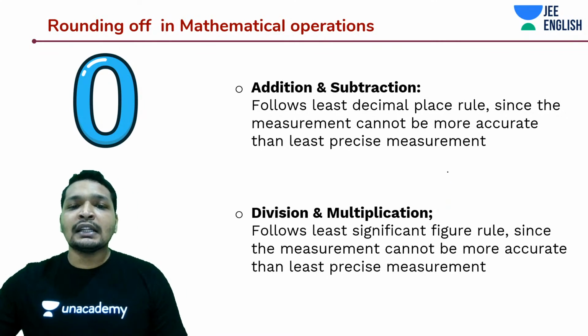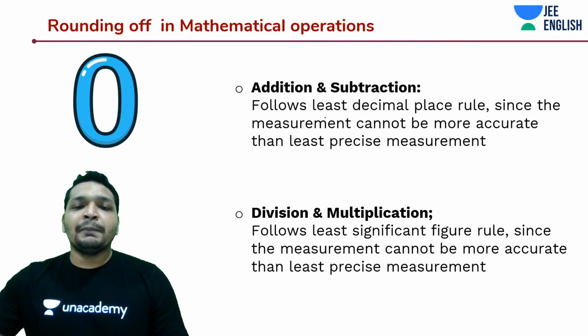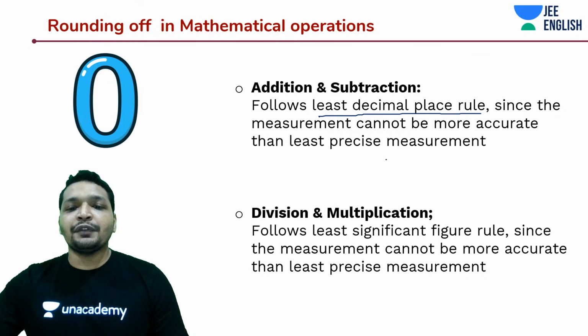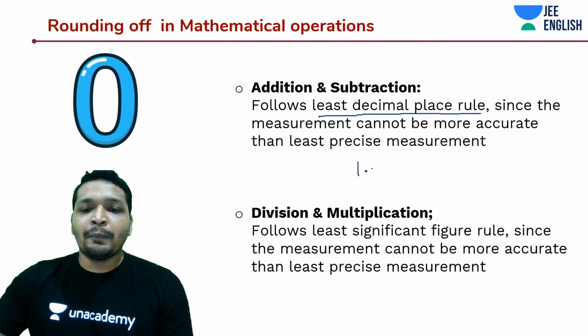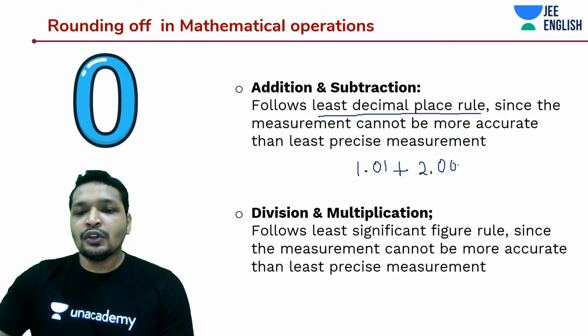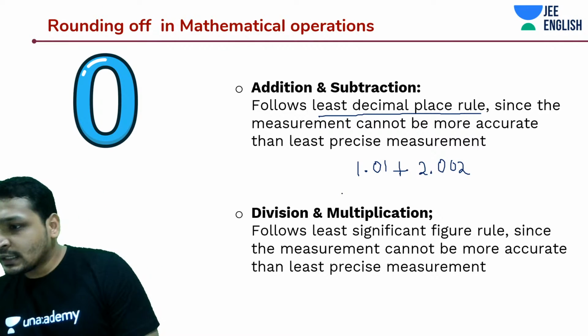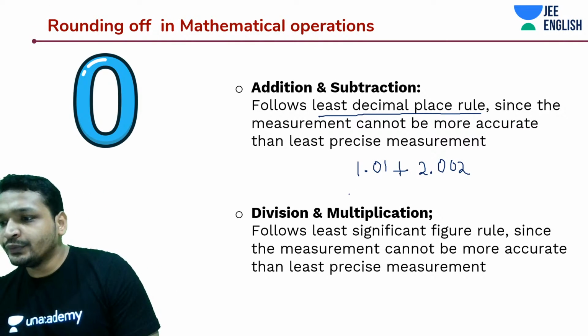For addition and subtraction, you will follow the least decimal place rule. What do I mean by this? If you're going to add, let's say, 1.01 plus 2.002, this is the least accurate value, because in terms of measurement, it's the least accurate value.